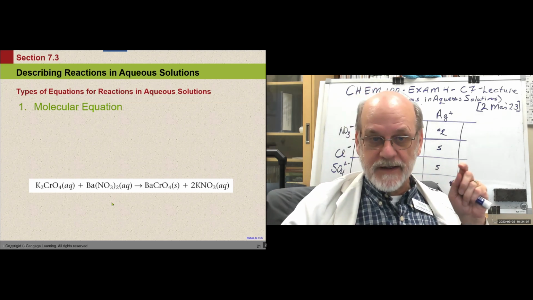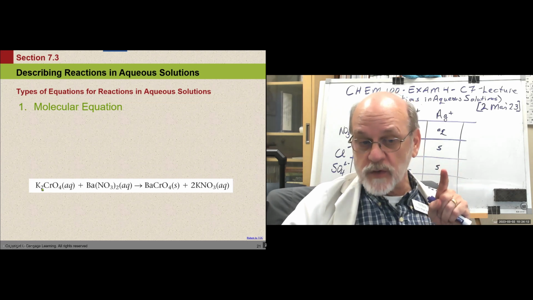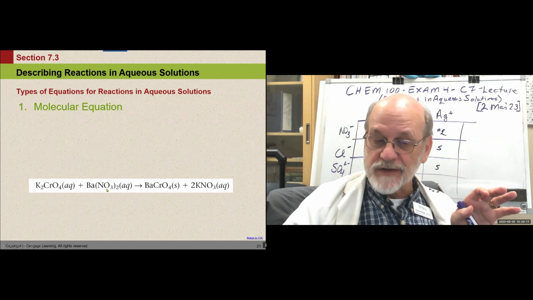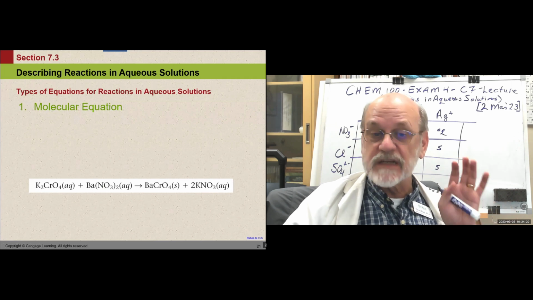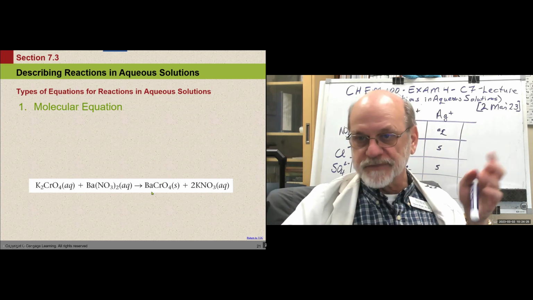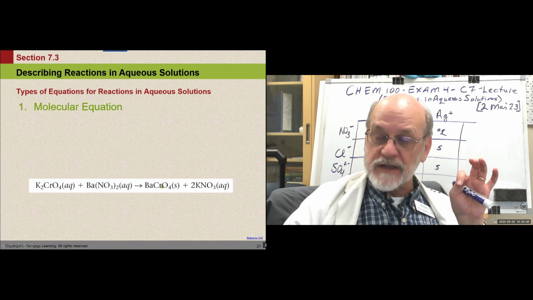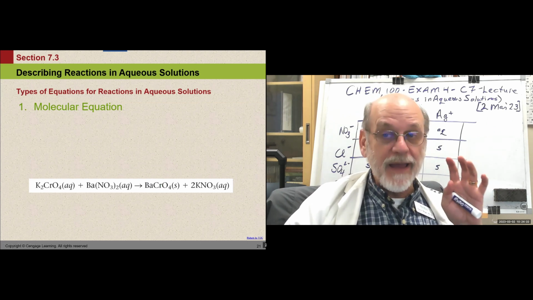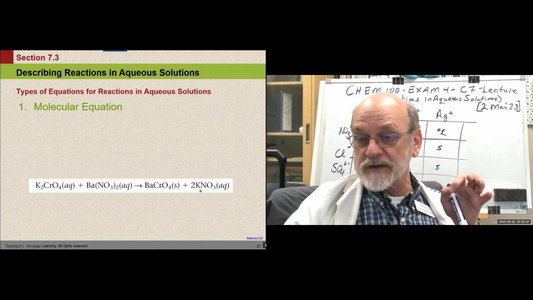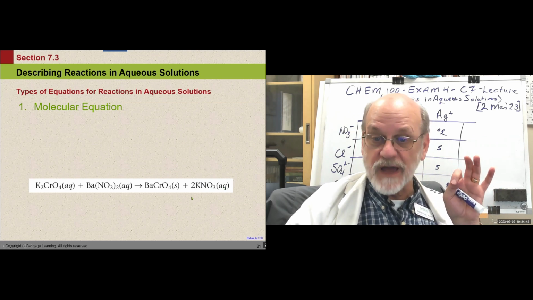Now, what's actually happening in that solution? Well, in aqueous solution, you've got individual potassium ions, individual chromate ions, individual barium ions, and individual nitrate ions that are in circulation. This one on the product side forms a solid, so it's not separate ions, it's an ionic solid. Whereas this product is also still individual ions, potassium ions and nitrate ions.